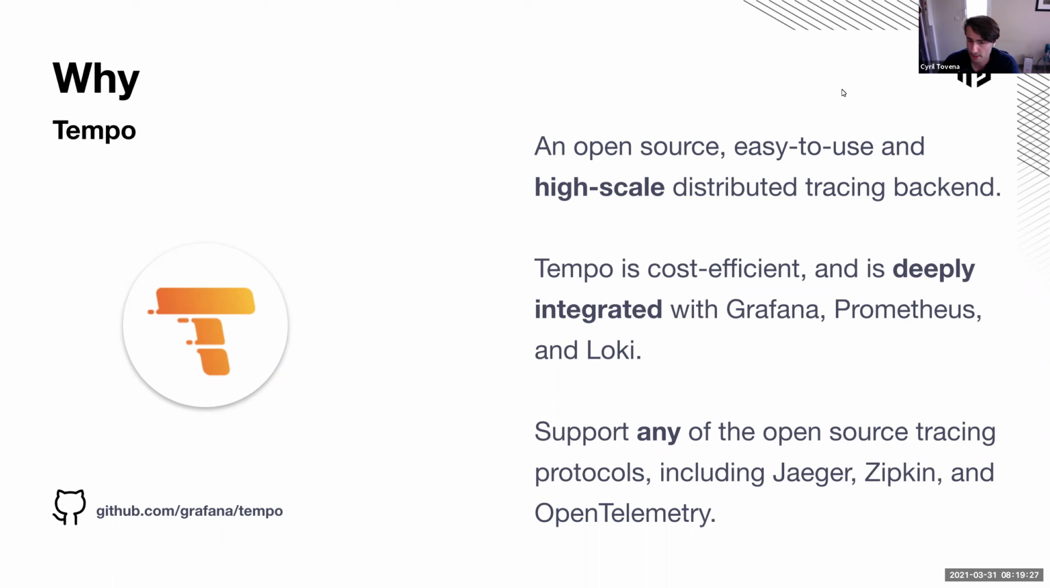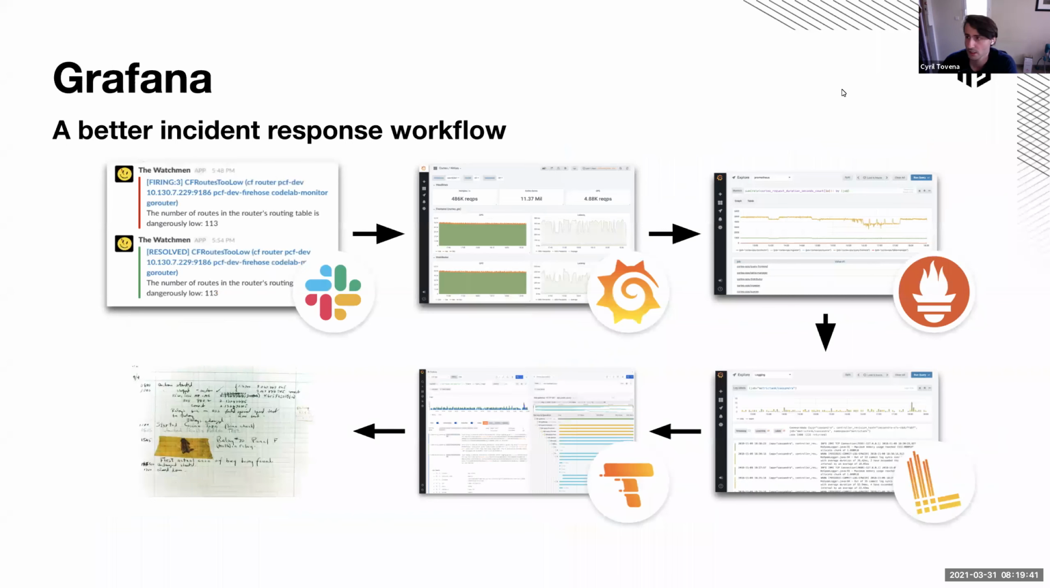Again, Tempo is open source and it supports all different types of clients. So whether you're instrumented with Jaeger, Zipkin, or OpenTelemetry, all of this will work. All of those technologies are deeply integrated, and that leads us to a better incident workflow. There are no more context switches. There's less chance to make a mistake when you translate a query from one system to another. There's less to learn. At the end of the day, there's less stress when there's a stressful situation and you need to find the problem of an incident.